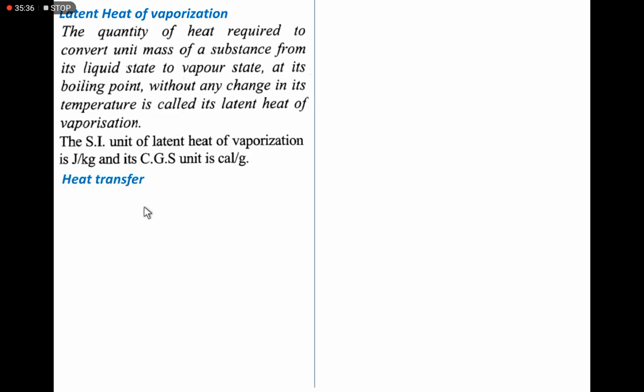So, heat transfer. We know that there are three modes of heat transfer: conduction, convection, and radiation. In today's lecture, we'll consider the mode of transfer of heat that is conduction, and in the next lecture we'll learn convection and radiation. So we'll start to discuss conduction.